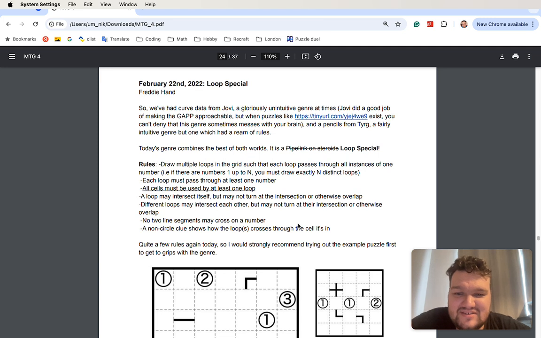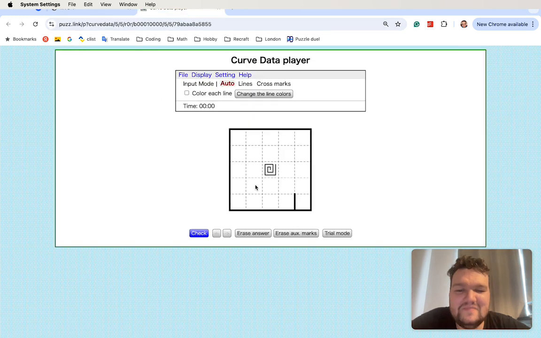February 22nd, Loop Special by Freddie. So we have had Curve Data from Java, a gloriously unintuitive genre at times. Puzzles like this exist, can't deny that this genre sometimes messes with your brain. Yeah, I looked at it yesterday, it's fun.